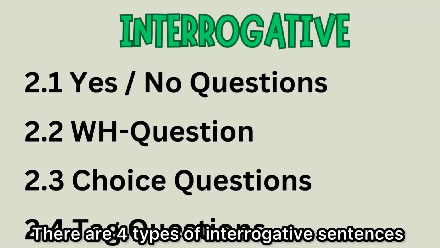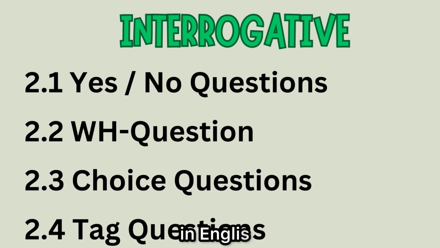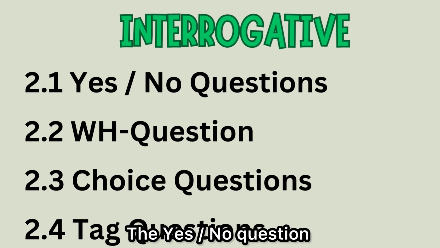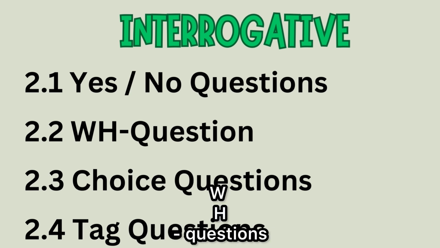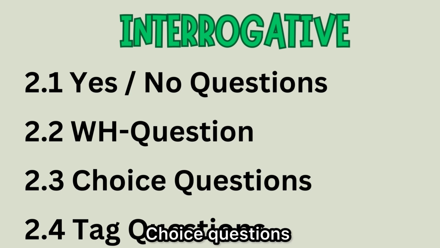There are 4 types of interrogative sentences in English: the yes/no question, WH questions, choice questions, and tag questions.